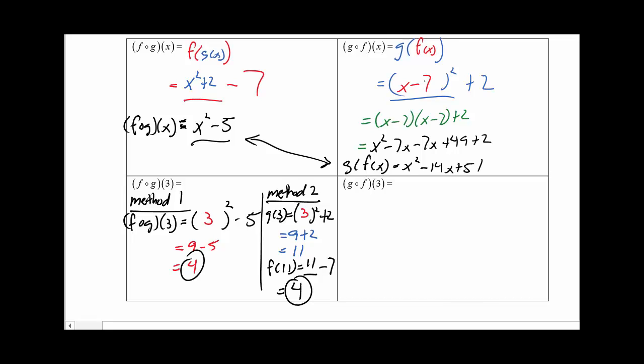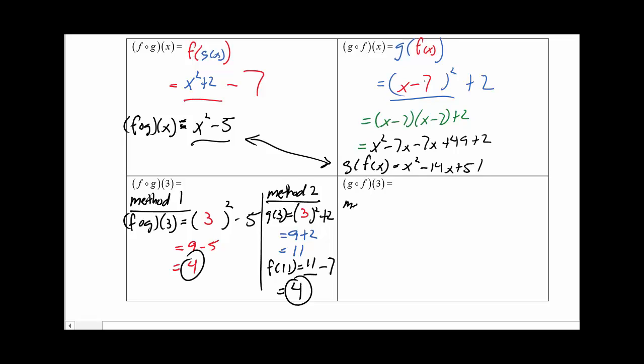So method one simply means that we figured out what the equation is. Method two is if we haven't figured out the composed equation, then at least we can find the functional value of it. So let's kind of reinforce this with g of f of 3.